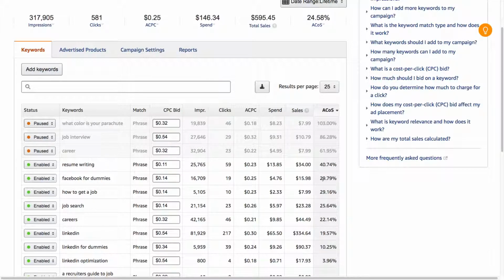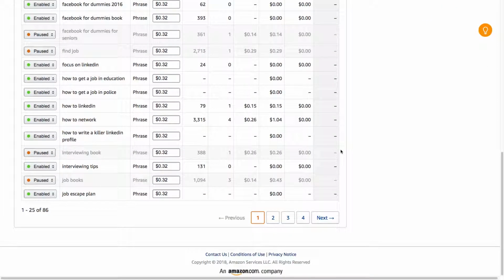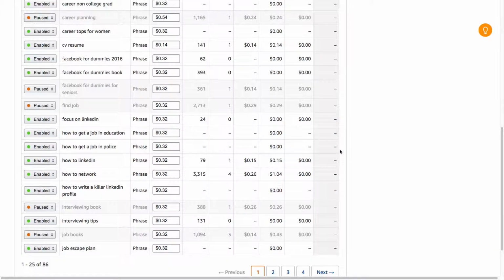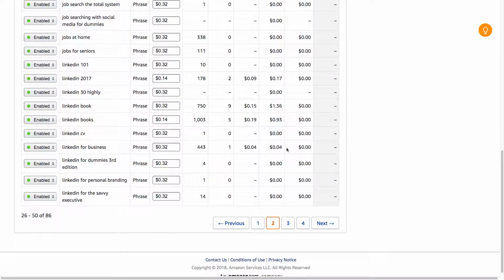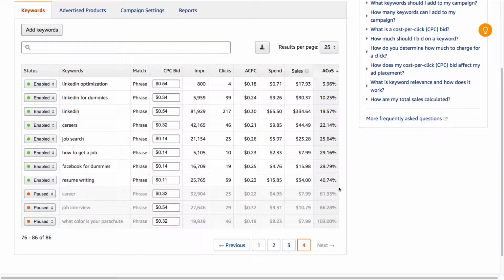You can go through and pause or adjust the bids as necessary. Now another thing you can do is flip the ACOS the other way and basically see which keywords are actually performing pretty well. I might have to click through quite a bit here because a lot of these keywords are just empty. Okay, this is an interesting page.